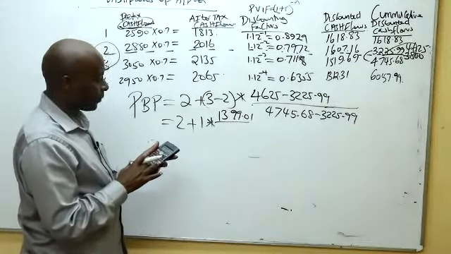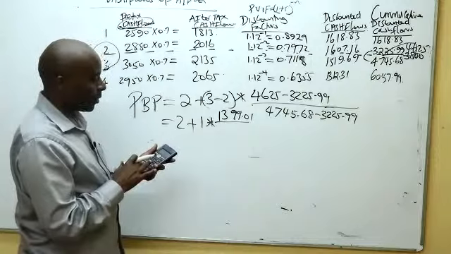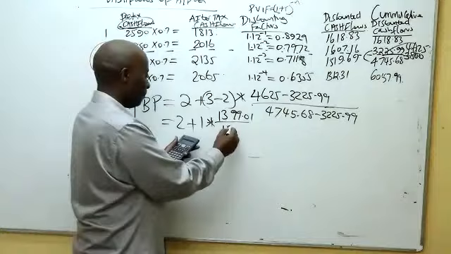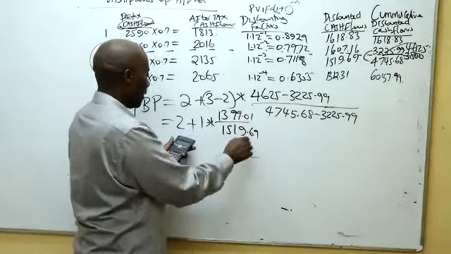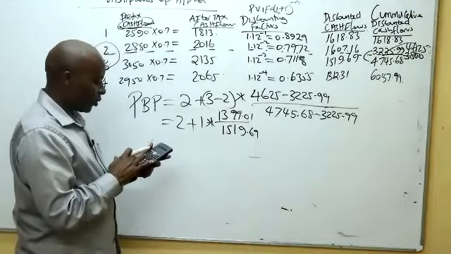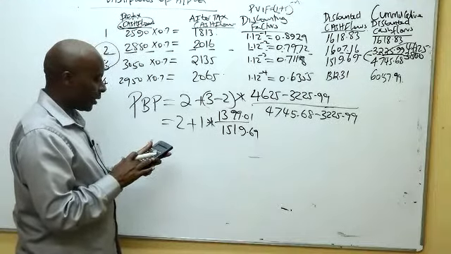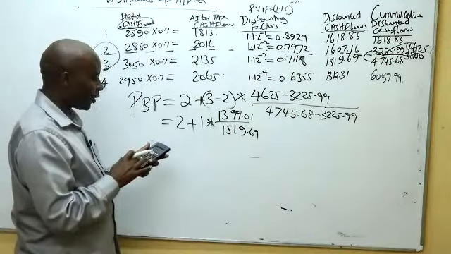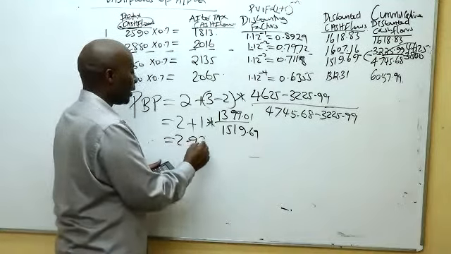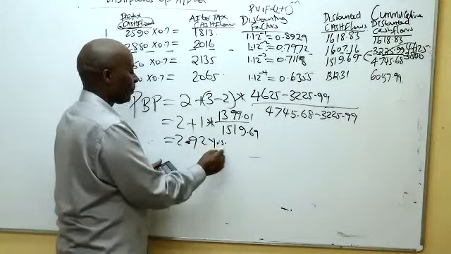4745.68 minus 3225.99, which gives me 1519.69. So we have here 1399.01 divided by that answer, times 1, plus 2, which gives me 2.92 years. Is there anyone who got that kind of figure really? 2.92 years.